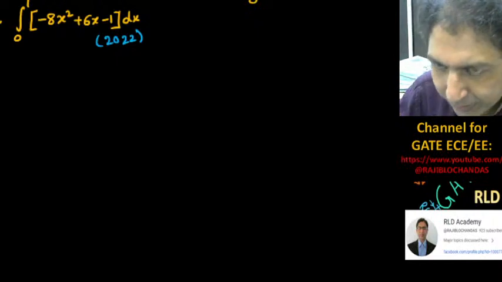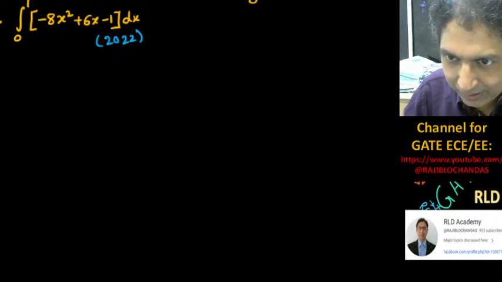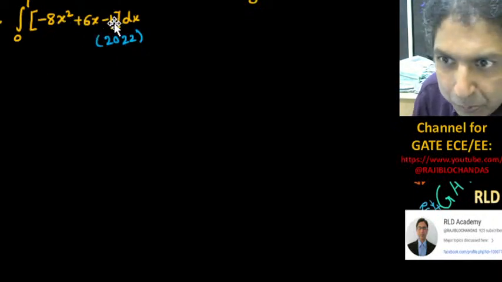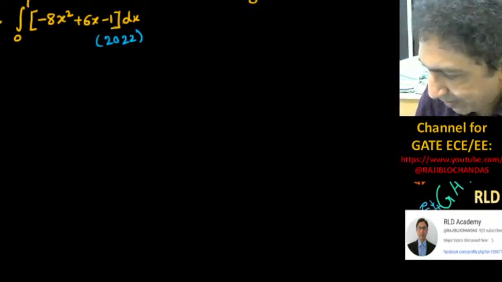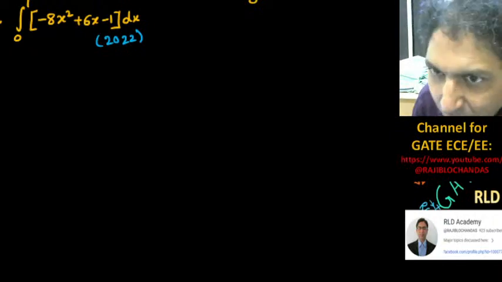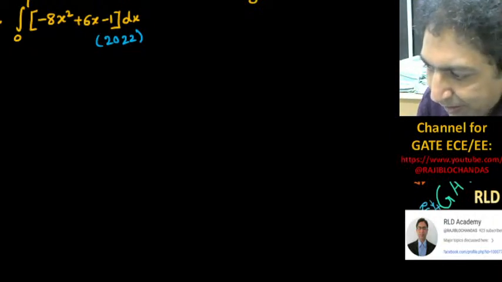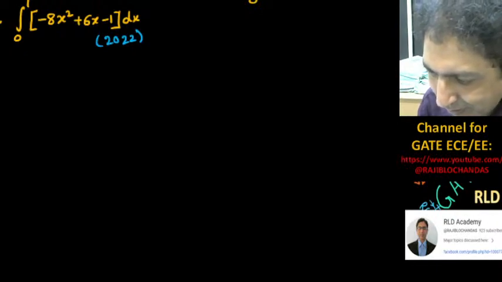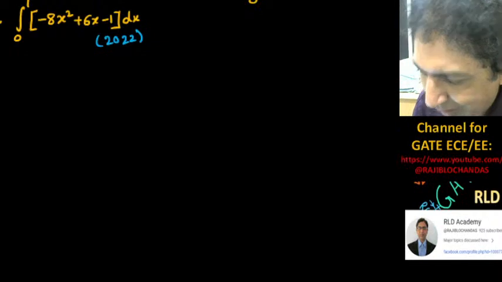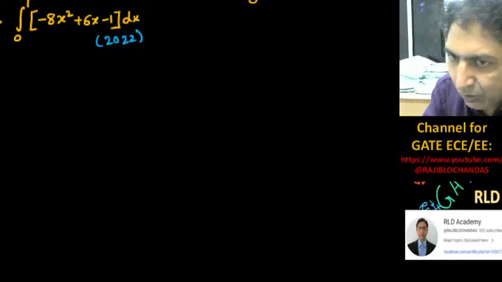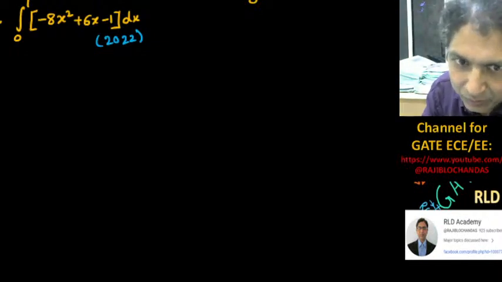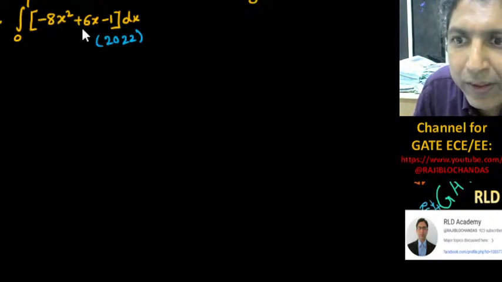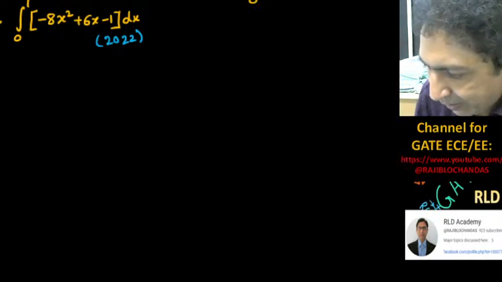So now you see within the greatest integer function, now it is given minus 8x square plus 6x minus 1, right? So how to define the range? That is the main critical part. Otherwise it is very simple. Okay. So how to choose these things? What are the greatest values? Everything. Okay. Let me start here.